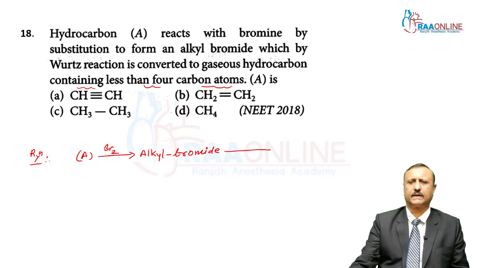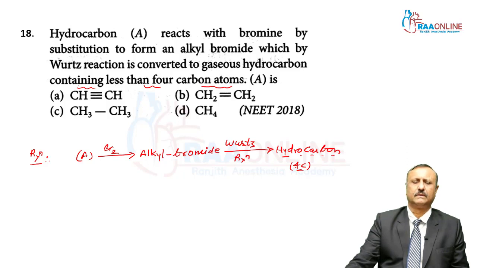My dear students, when an alkyl bromide undergoes Wurtz reaction, it gives us a hydrocarbon. But the question says that the number of carbon atoms in this hydrocarbon is less than 4. So, my dear students, it means 1, 2, or 3 carbon atoms are present. Now the question asks what the hydrocarbon A is.